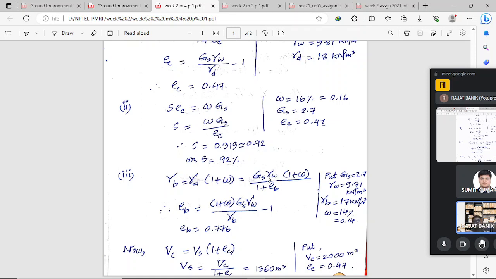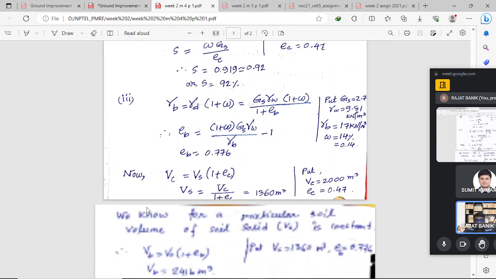To solve this third one, we can first find out the void ratio of the compacted borrow pit. To find the void ratio, we rearrange the formula gamma bulk is equal to gamma d into 1 plus omega. If we replace gamma d, which is dry density, with Gs gamma w by 1 plus e, and rearrange the formula, we can easily find out the void ratio of the borrow pit.